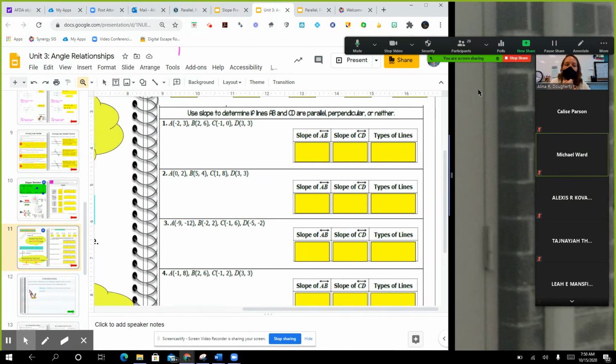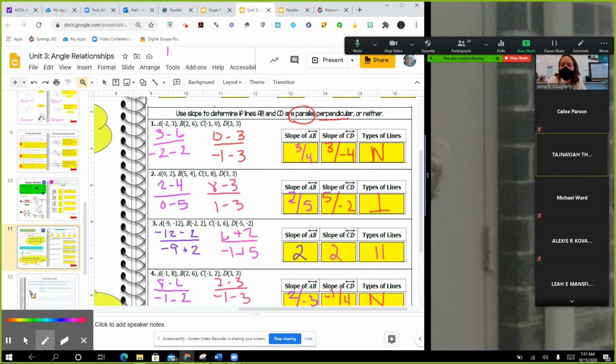So you can see. I'm going to stop sharing. What did I do wrong? It wasn't a negative. Is the problem here? So that should be a -3 and a -4. So this one should be a +4, which means this is going to be parallel. Nice.